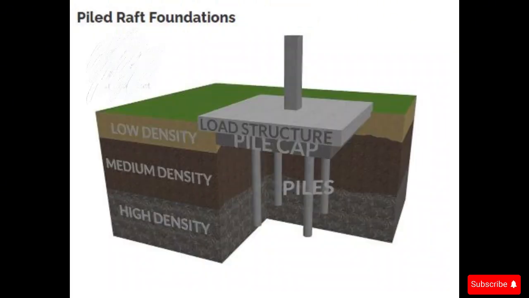And the last but not the least is the piled raft foundation. In this type of foundation, piles are driven into the ground to support the raft. The raft spreads the load, and the piles transfer some of the load to deeper, stronger soil layers. This type is ideal for buildings on very weak and compressible soils, where the raft alone might not be able to support the building. Piles add extra stability, preventing excessive settlement.